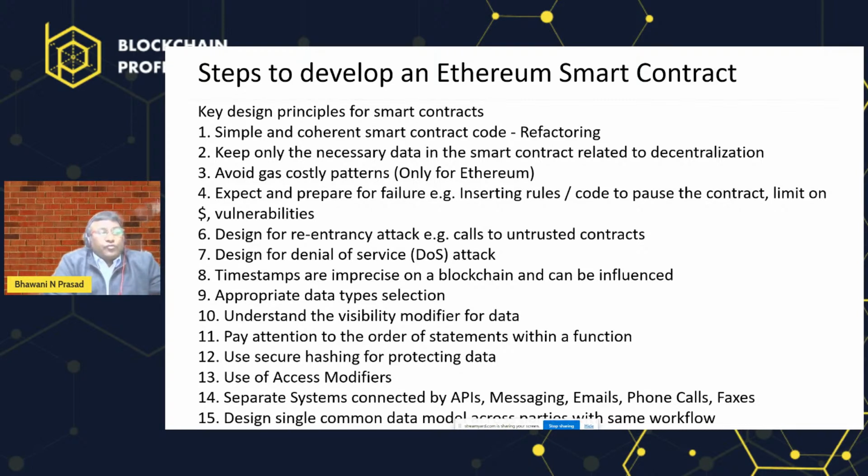Inserting code to pause the contract whenever there is an observed deviation, like ERC20 does, helps to pause the contract or other tokens. There should be a limit on how much money the contract is handling, so you should have a limit there, a gas limit. There should be provision for upgrades, bug fixes, or improvements.